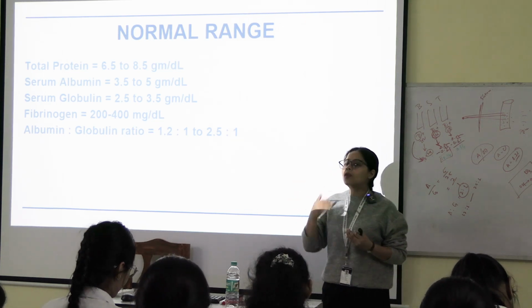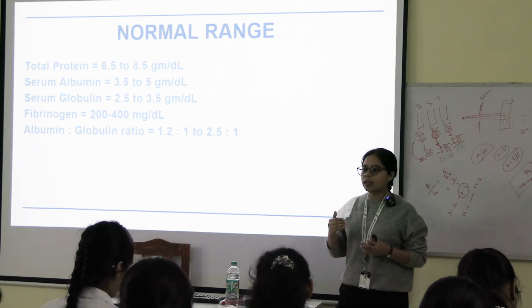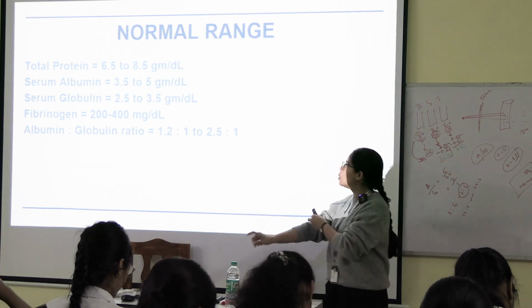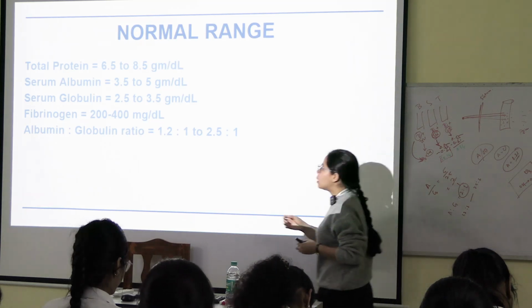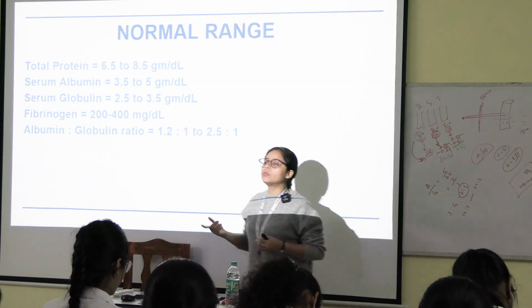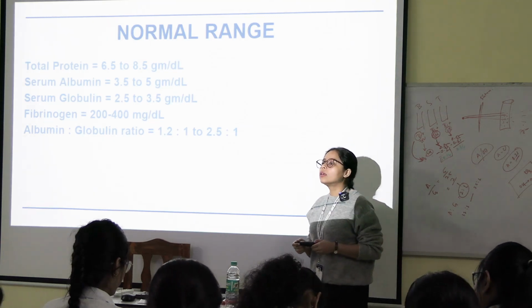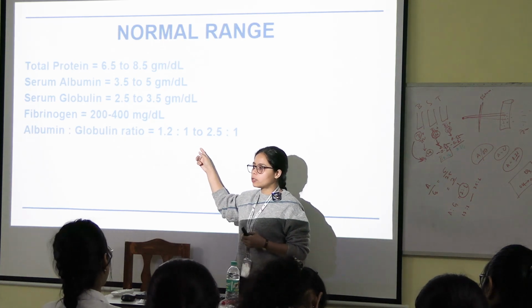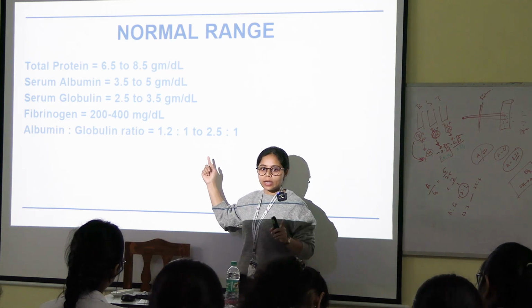Albumin globulin ratio means what? Albumin divided by globulin. Suppose serum albumin, which is normally 3.5 to 5, you take as 2. Now 2 divided by a normal globulin of maybe 3. 2 divided by 3 is how much? 0.6. Is it normal? 0.6 is not normal. It is decreased, so the A/G ratio is decreased.